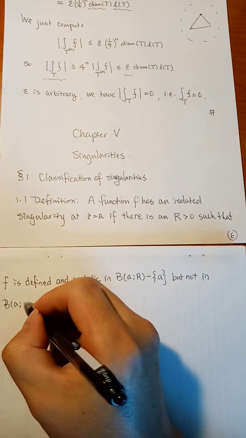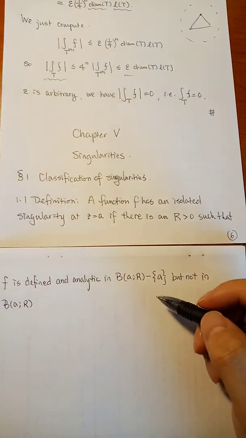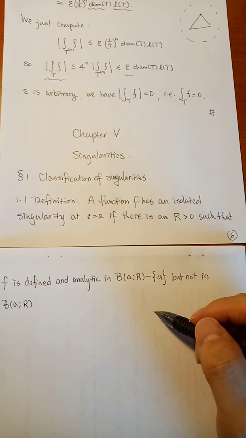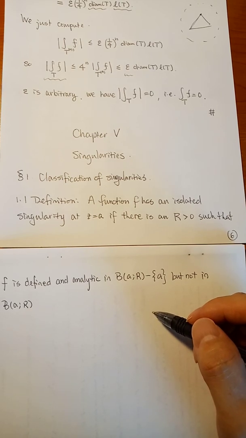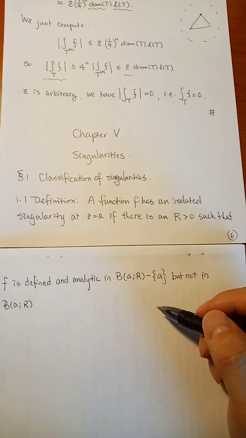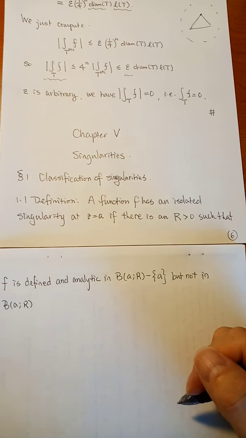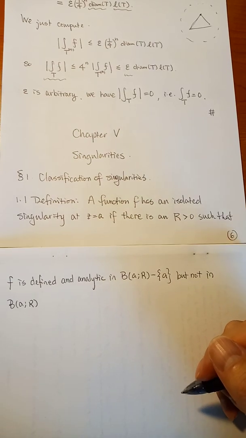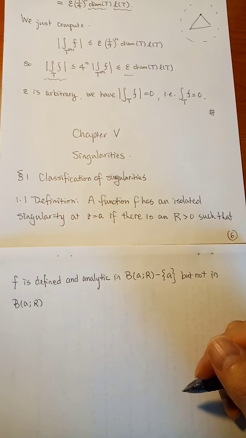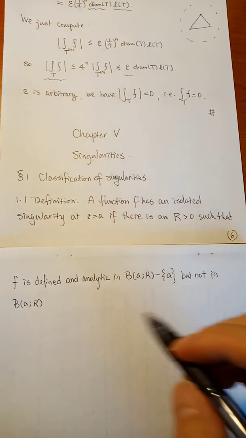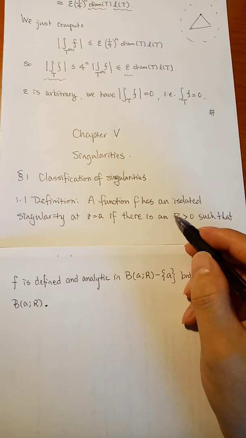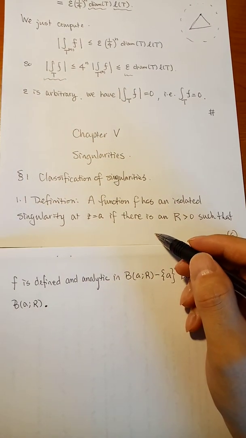Basically, it's analytic around a but not at a. So this is isolated. There's only one in its neighborhood. This is a unique bad point. So that's the definition of isolated singularities.